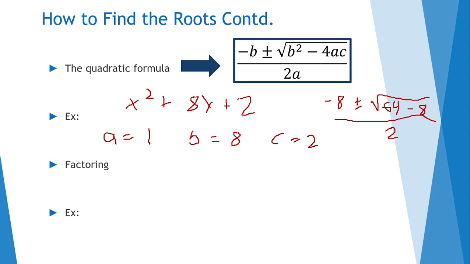And now we could simplify this and we can have our roots. Our roots can just be defined as negative 8 plus the square root of what I think would be 56 over 2, and negative 8 minus the square root of 56 over 2. So factoring, let's try to factor x squared plus 7x plus 12 to get a feel for it.